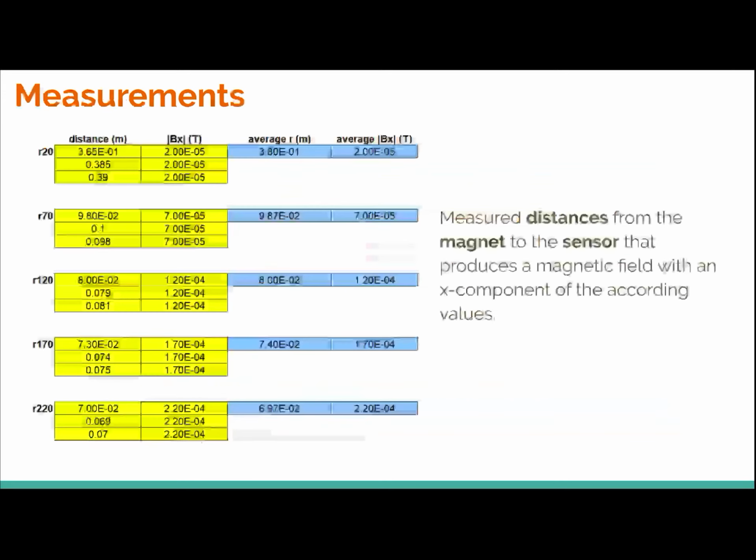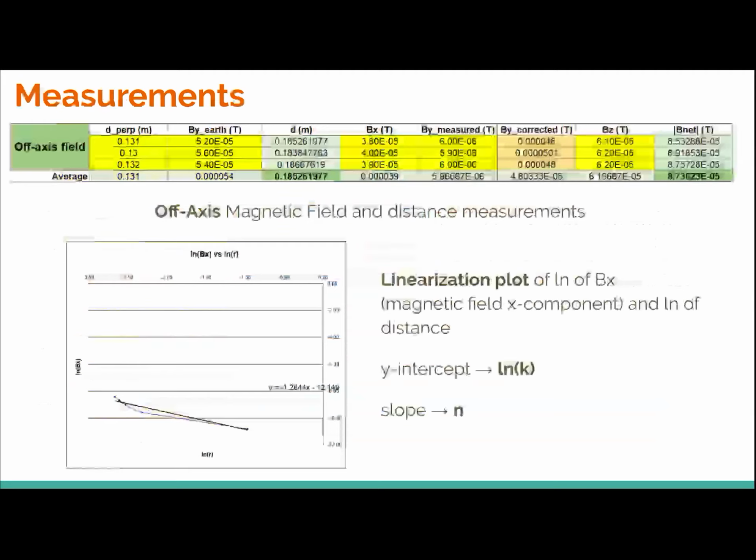This is the table for the measured distance from the magnet to the sensor depending on the x component of the magnetic field. The table above shows the measurements of off-axis distances and respective magnetic fields. The plot below shows the ln Bx versus ln distance plot. The y-intercept of the line, which is negative 12.149, represents the ln(k) value, and the slope of the line is the n value.